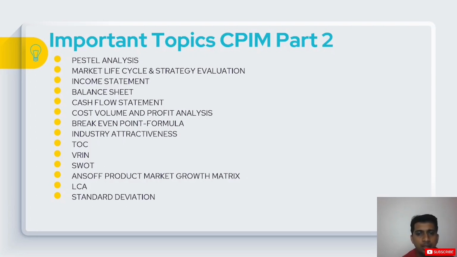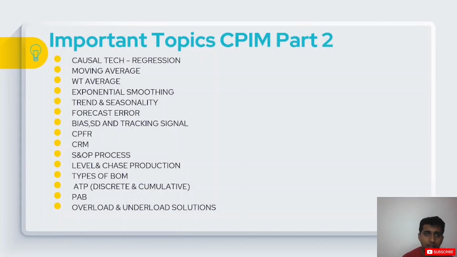product market growth matrix, life cycle analysis, standard deviation, causal technique, regression, moving average, weighted average, exponential smoothing. All these are forecasting techniques, forecasting errors, the KPIs of forecasting: bias, standard deviation, tracking signal, CPFR, CRM, S&OP process, level and chase production. So there are different types of production processes. What are the applications? There will be different market strategies they'll give you, and you need to judge which is the best fit for this, whether level or chase production.